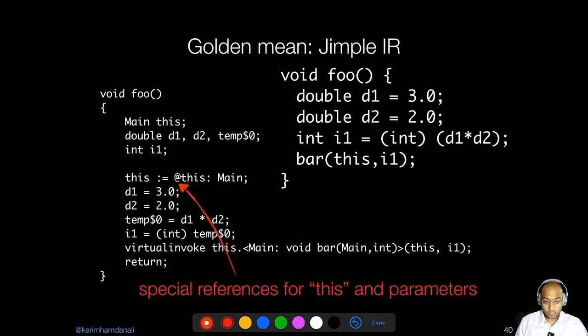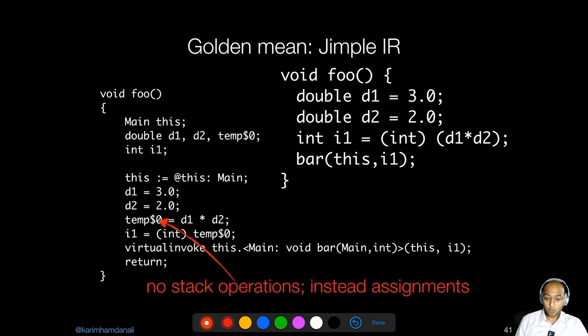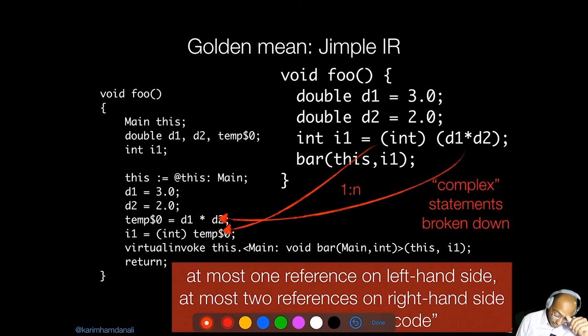Special references like this and the parameters are shown explicitly in the code. There are no stack operations. Instead, everything is done through assignment statements instead of operating on the stack. And you're always going to have complex statements like this one here broken down into simpler instructions and simpler expressions. So here, this one statement is split into two statements, such that at most you're going to have one reference on the left-hand side and at most two references on the right-hand side.